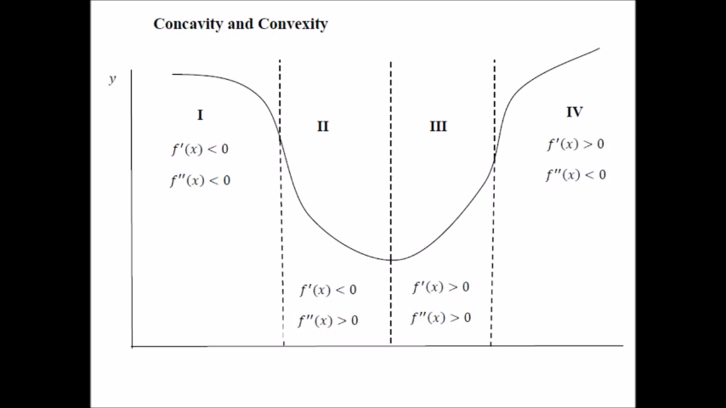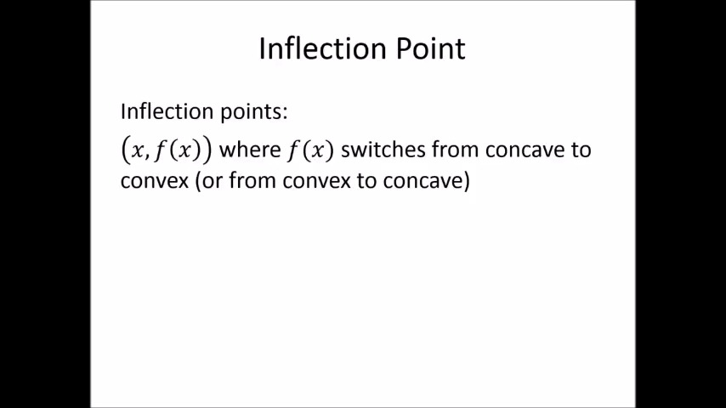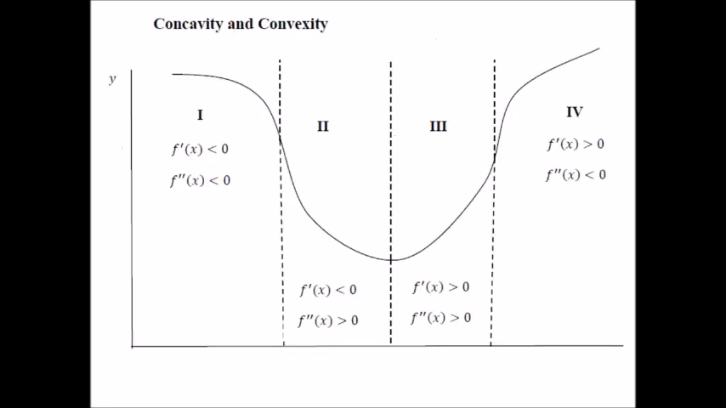To think about the dividing spaces between region 1 and 2, and again between region 3 and 4, we call these inflection points. Inflection points are anywhere where the function switches from either concave to convex or from convex to concave. Now, if we think about those 2 points, notice that between those 2 points, the sign of the second derivative changes. Now what that means is that the second derivative must be 0 exactly at the inflection point.